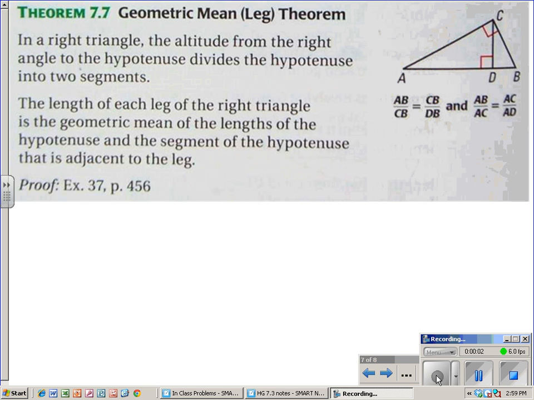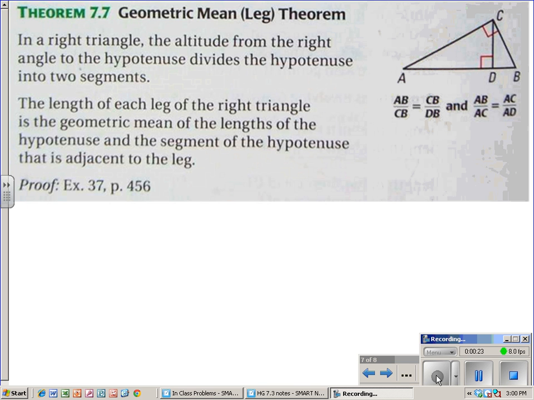Okay, this is the third and last video for section 7.3, talking about right triangles with an altitude drawn in from the right angle to the hypotenuse, creating similar triangles, and then applying it with some different theorems. So this last one, still a geometric mean theorem, but now we're talking about finding the length of the legs.